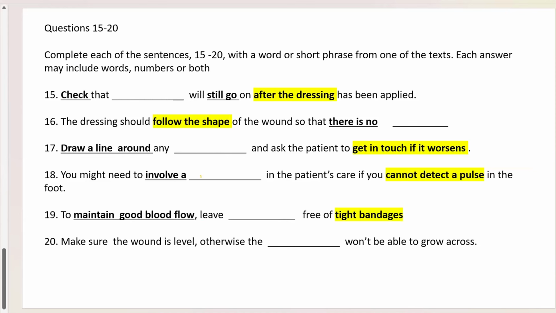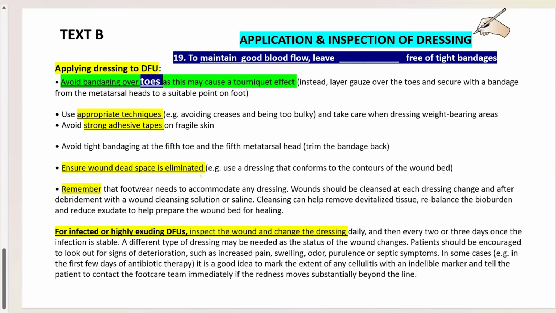Now, moving to the next question. To maintain good blood flow, leave dash free of tight bandages. From which text will it be? Text B. Yes, when you do dressing, you do bandaging, right? So text B. Here, to maintain good blood flow, leave dash free of tight bandages. So avoid bandaging over toes. Okay, so leave toes free of tight bandages. Instead of tight bandages, what word or phrase have they used here?